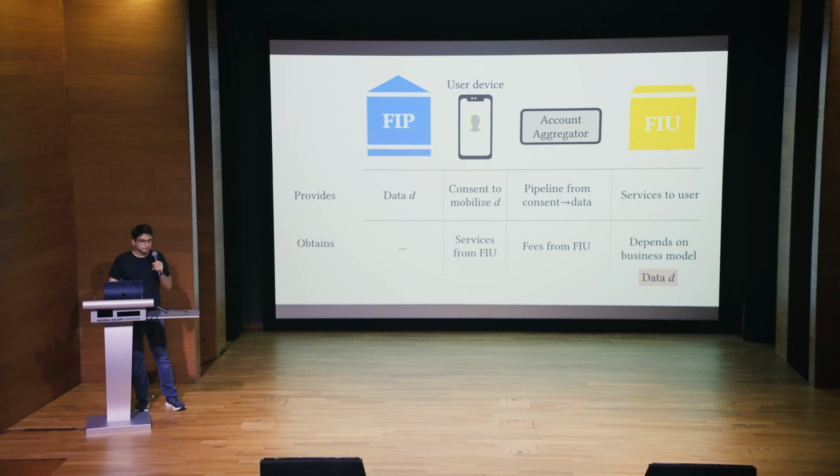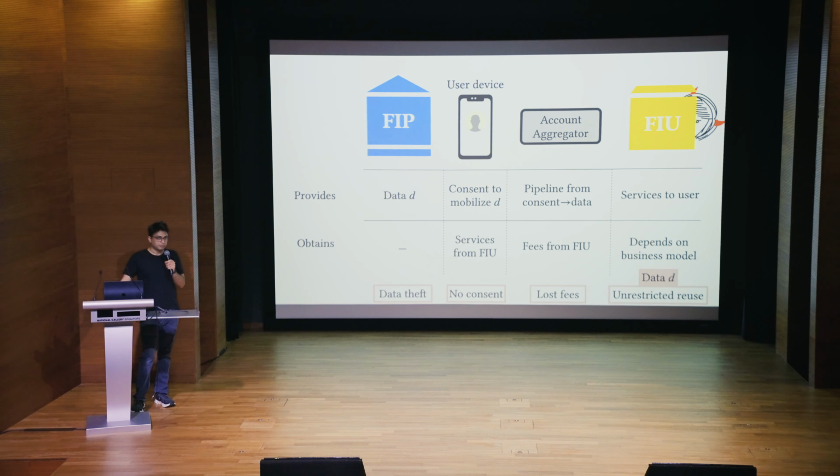And we can already see that there's a gap in this sort of map of who provides what and gets what in return, and that the FIP doesn't really get anything at the end. More pressing than this is the fact that the FIU gets to see the clear text data D and operate on it. And this can be a concern if the FIU is either compromised or is vulnerable to some sort of denial of service attack.